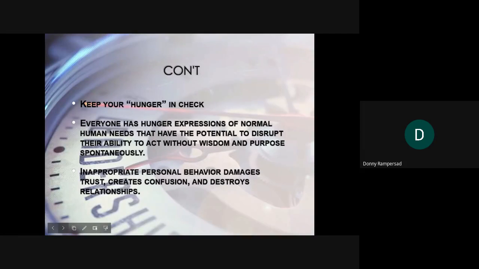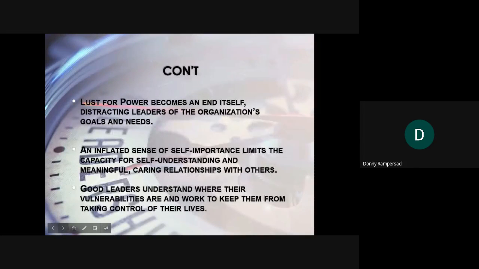Keep your hungers in check. Everyone has hungers, expressions of normal human needs, but leaders are careful not to let their hungers disrupt their capacity for acting with wisdom and purpose. For example, a lust for power becomes an end in itself, distracting a leader's attention from organizational needs and goals. Inappropriate personal behavior damages trust, creates confusion, and destroys relationships. An inflated sense of self-importance limits the capacity for self-understanding and meaningful, caring relationships with others. Good leaders understand where their vulnerabilities are and work to keep them from taking charge of their lives.